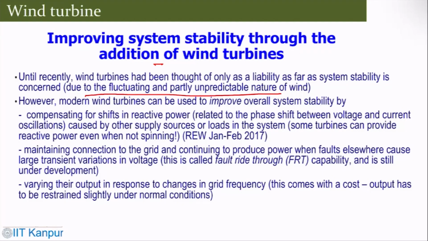Obviously, modern wind turbines can be used to improve the overall system stability by compensating for shifts in reactive power related to the phase shift between voltage and current, and fluctuations or oscillations caused by other supply sources. They can maintain the connection to the grid and continue production, varying their output in response to changes in the grid frequency. So all this one can adopt, and then you can improve the system stability.